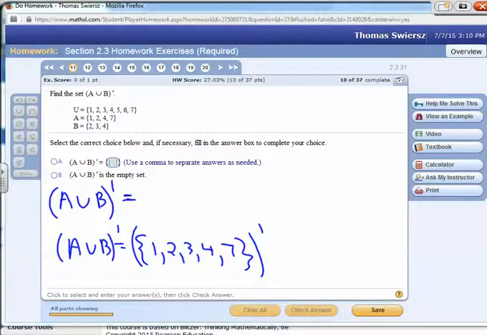The second step is the complement. So we take away 1, 2, 3, 4, and 7 from the universal, and we're left with 5 and 6. Complement means take from the universal what's left. So what's left would be 5 and 6. That would be our answer for (A union B) complement.